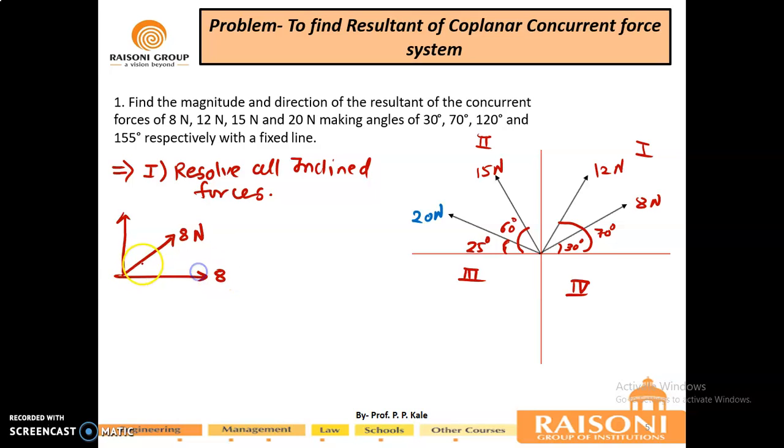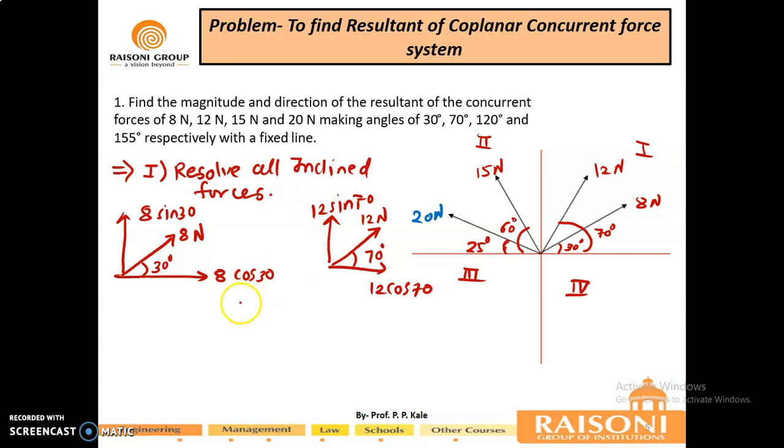If theta is 30 degree, this will be 8 cos 30, and this will be 8 sine 30. Similarly, the second force, 12 Newton, will also have its components representing the first quadrant. Its inclination is 70 degree. So this will be 12 cos 70, and this will be 12 sine 70.